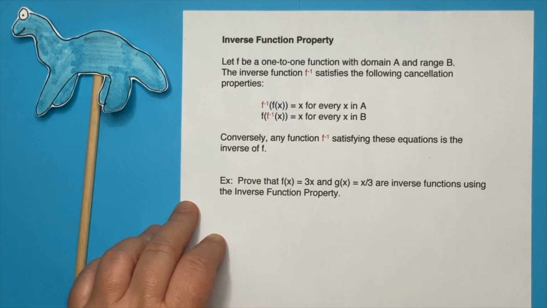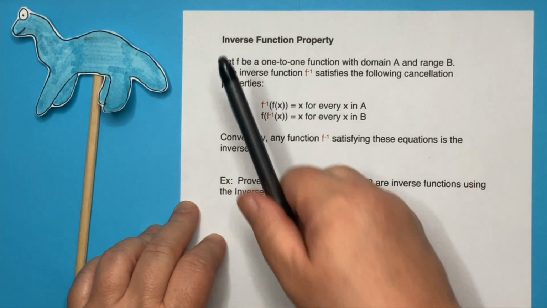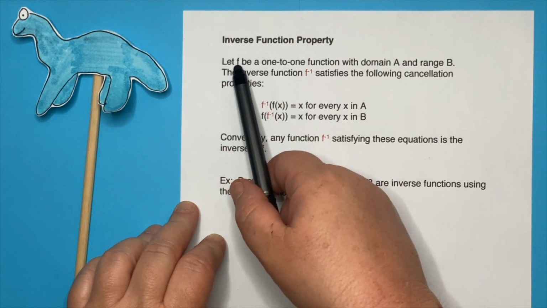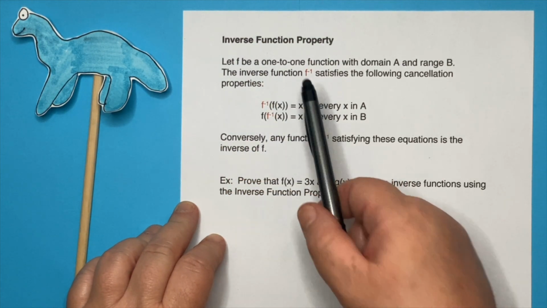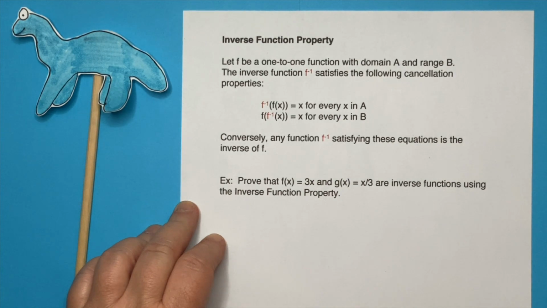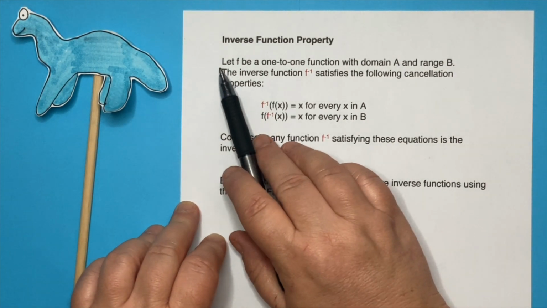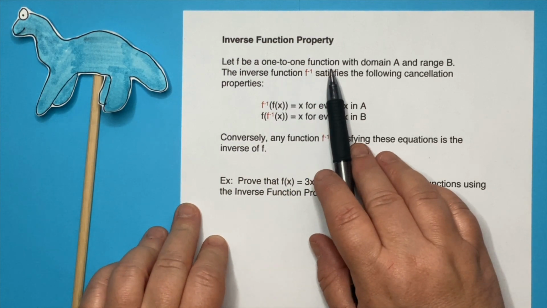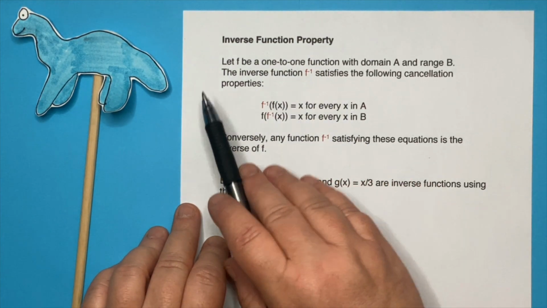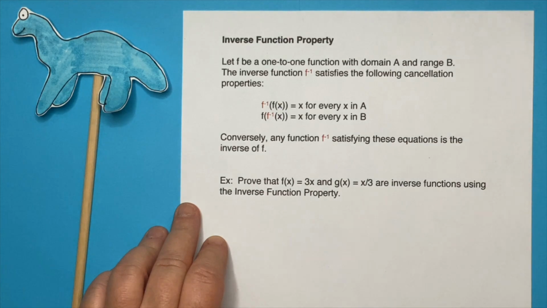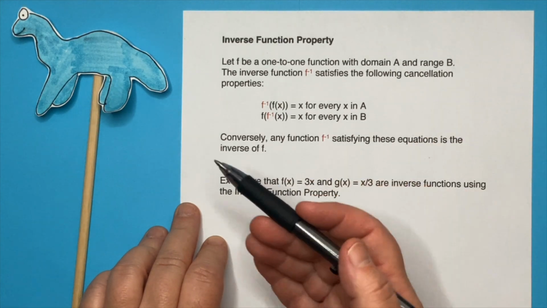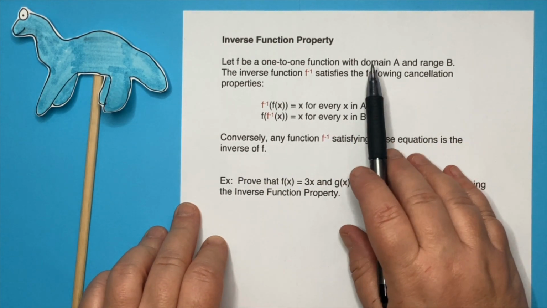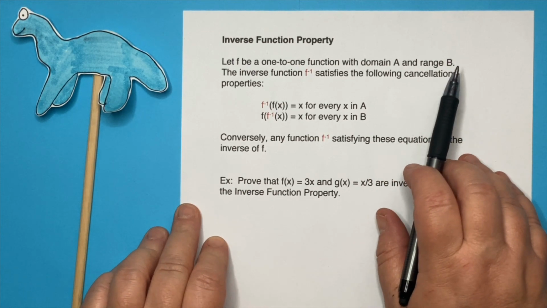And what I've done to try to make it a little easier to read is I have written f as black and f inverse as red, if you can see that. Hopefully it shows up and you're able to perceive it, but I will also read it. Let f be a one-to-one function. So in other words, one x goes to one y, one y goes to one x, with domain A and range B.